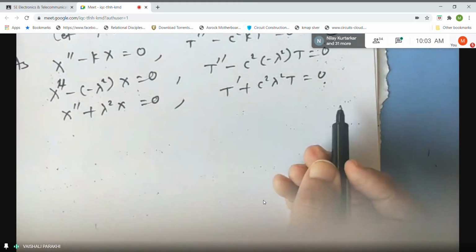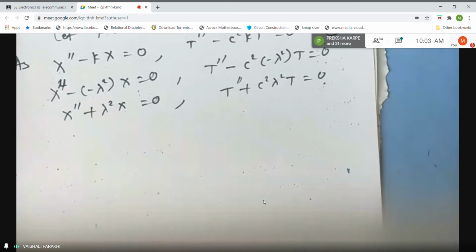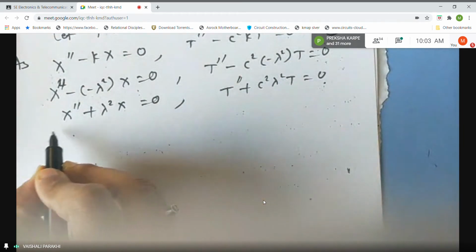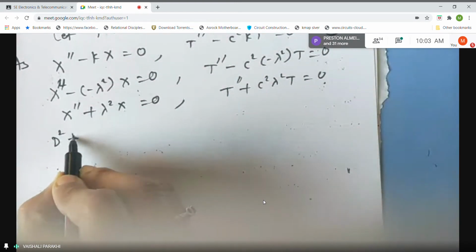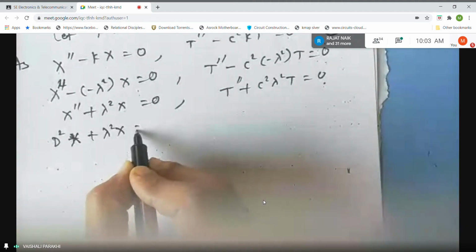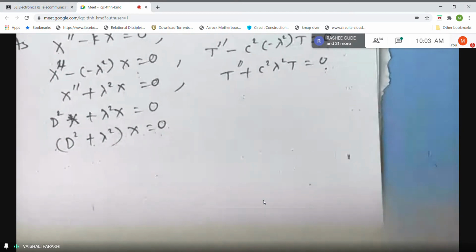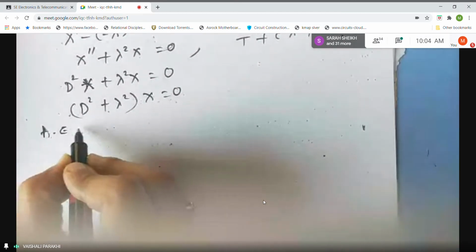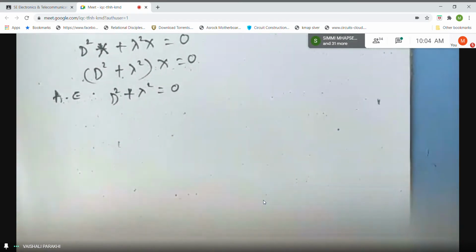Now as the right hand side is 0, you know that you need not find the particular integral part, you have to find only the complementary function part. Now what is the auxiliary equation here, students? Suppose I write D square plus lambda square x is equal to 0, right? So what is the auxiliary equation? The coefficient of x you have to equate to 0. So D square is equal to minus lambda square.